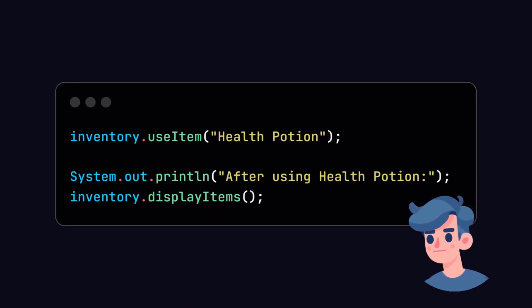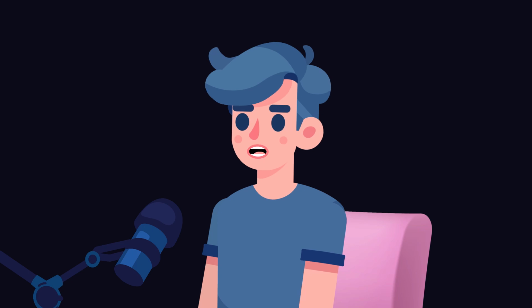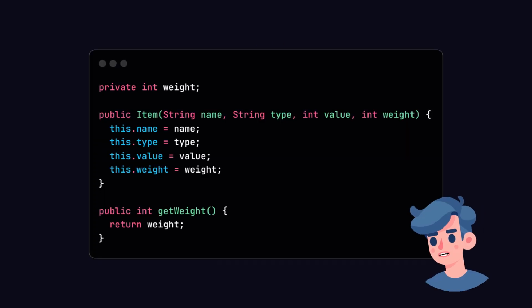After adding some items, we can attempt to use an item from the inventory. Here, we call the use item method with the name of our potion and then display the current inventory to see the effect. As you can see, our inventory system is starting to take shape.